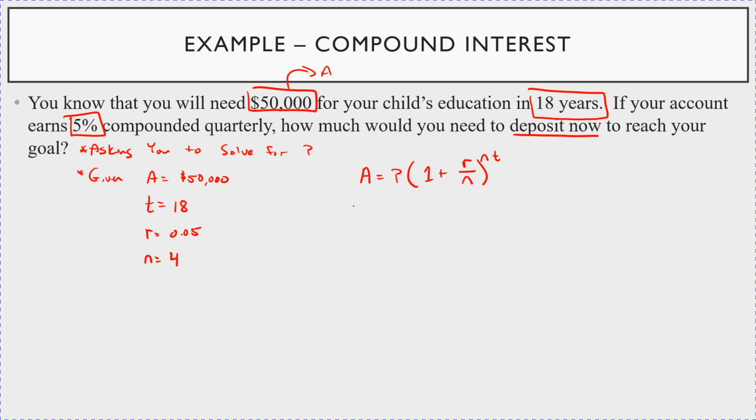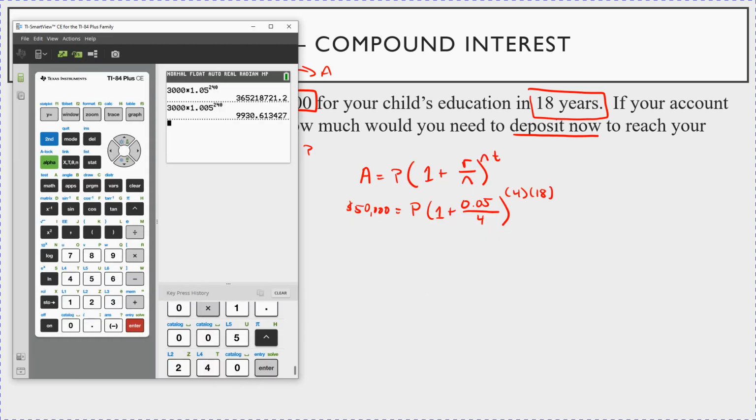All right, so let's see. 50,000 is equal to my principal, which is what I'm looking for, times 1 plus 0.05 divided by 4, raised to the 4 times 18 power. All right, so we're going to have to clean this up. 0.05 divided by 4 plus 1. So I got 1.0125.